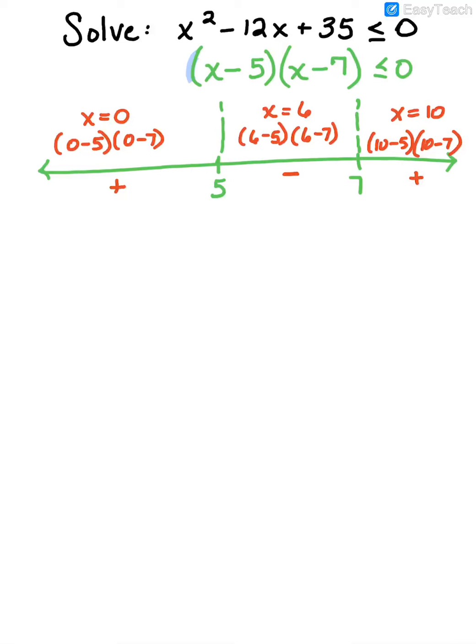Now, in this case, we are interested in where this particular graph or the polynomial is less than or equal to 0. So we're interested in the negative portions, which would be in between. And since it also includes equal to 0, that would include the endpoints this time. And so in terms of our solution, we would say it is the interval that starts at 5 and ends at 7. And since we're including the endpoints, we use square brackets on those intervals to show that they are included.